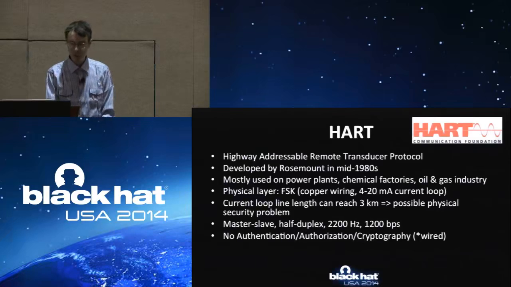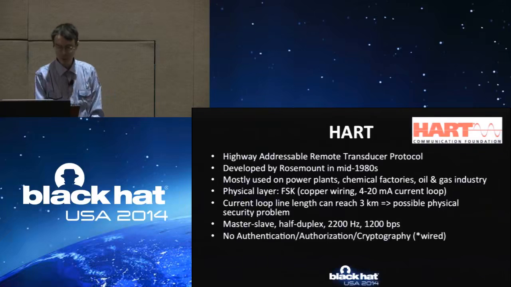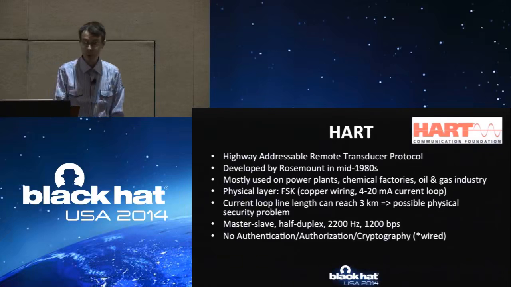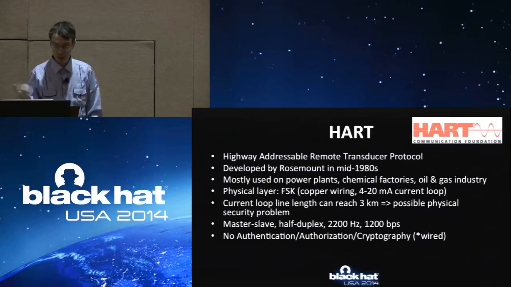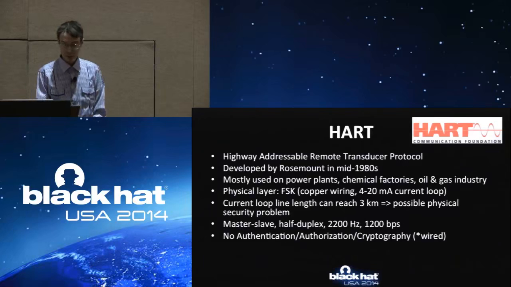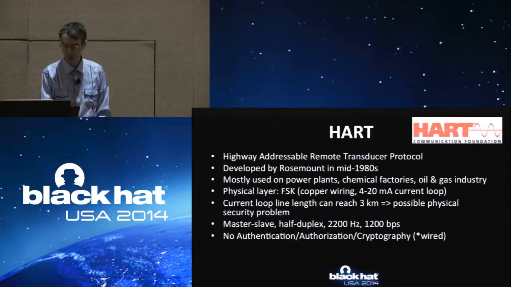It was developed by Rosemount in the mid-1980s. It's mostly used in power plants, chemical factories, and the oil and gas industry, so it's primarily intended for hazardous environments. Current loop length can reach up to 3 kilometers, and HART transmitters are often placed outside the plant building, for example, for controlling the environment, monitoring the presence of toxic elements in the air, and other parameters.